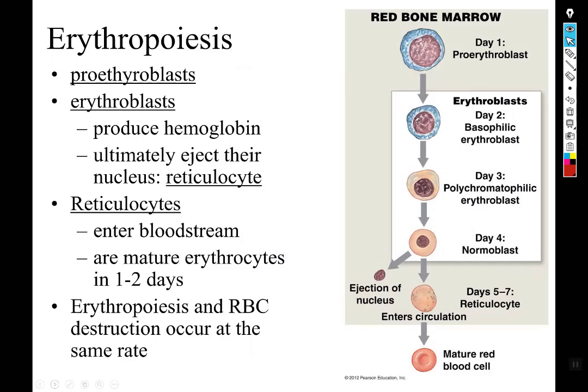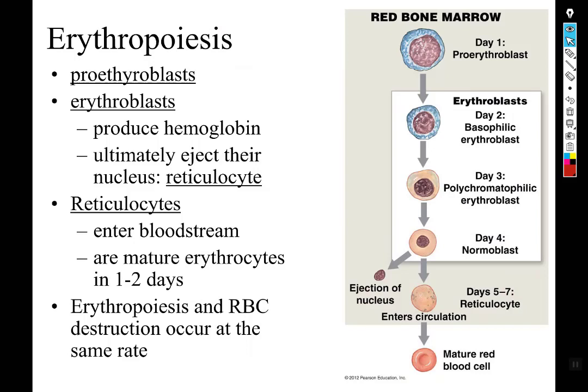So here is another summary of the same thing. We've got pro-erythroblasts, and those are basically precursor cells. And then we have erythroblasts, which again are going to produce hemoglobin. So like I said in the last slide, the cell's whole job, while it still has a nucleus, is to produce hemoglobin before the nucleus goes away.